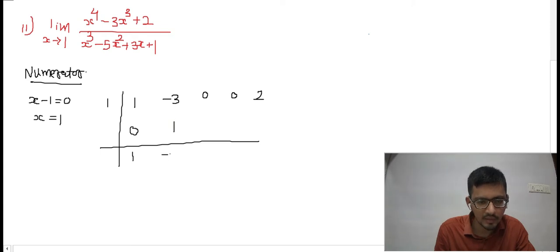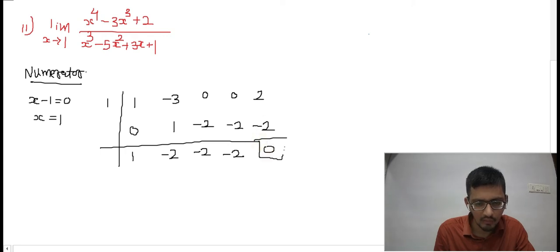Minus 3 plus 1 is what? Minus 2. Again multiply these two. What is minus 2 into 1? Minus 2. Again add these two, which is minus 2. Again minus 2 into 1 is what? Minus 2. Again add these two, minus 2. And minus 2 into 1 is what? Minus 2. Again add these, so what you will get?